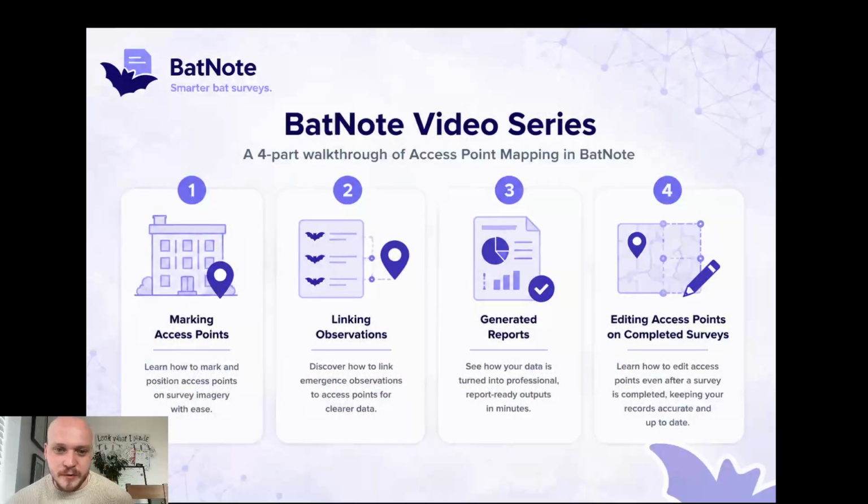So I'm breaking it down into a 4-part video series to cover access point mapping. This is how it's going to be run. For part one, being this one, we'll be marking access points directly onto survey imagery and showing you how it's done and what capabilities you have in that area. Then in part two, we'll be linking bat observations that have been marked as emergence to those access points where they've come from or to.